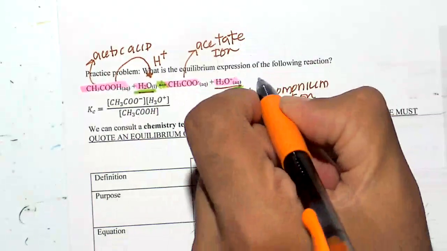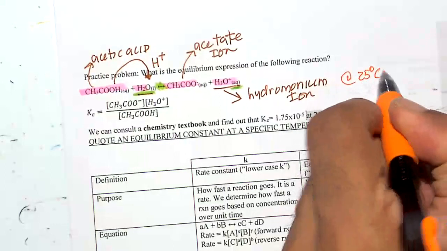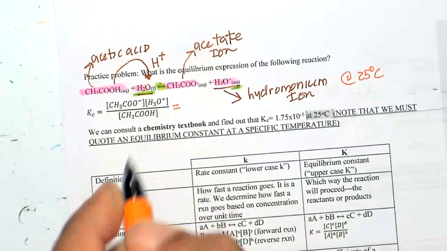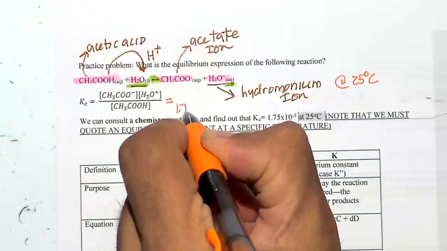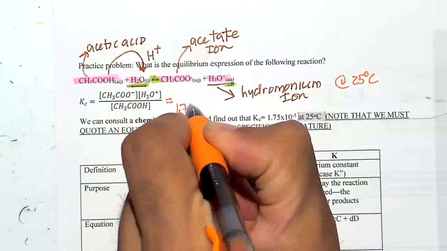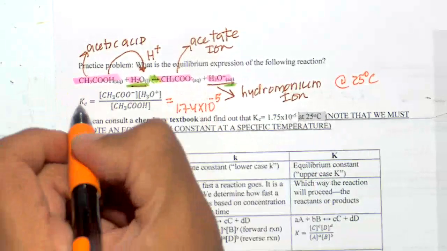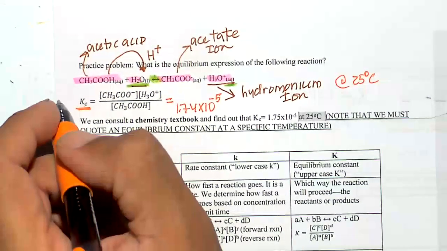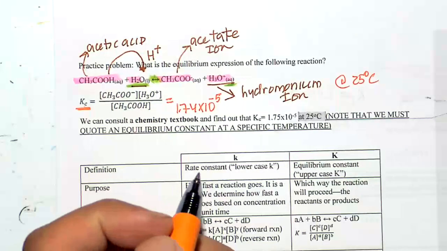I happen to know this value of K at 25 degrees. I looked it up, and it equals 1.74 times 10 to the minus 5. Are there any units in here? Unitless, no units. 1.74 times 10 to the minus 5.